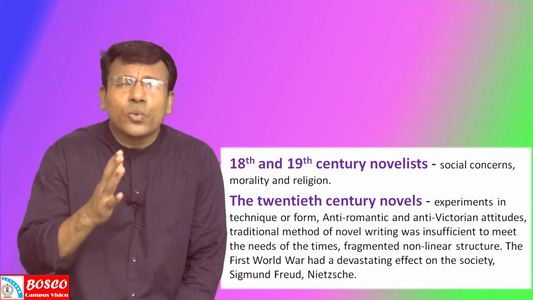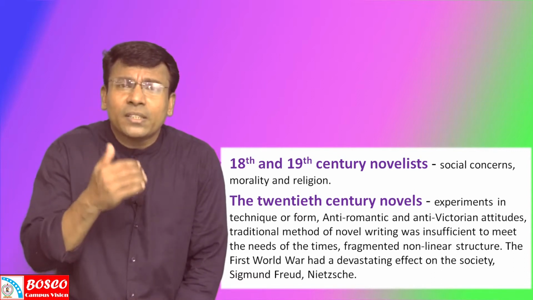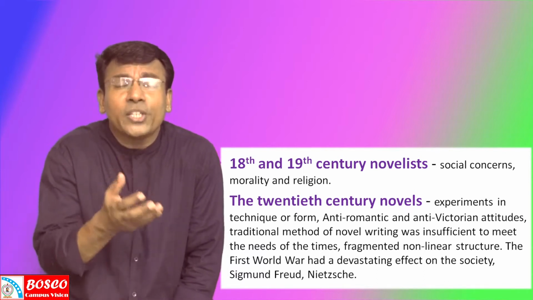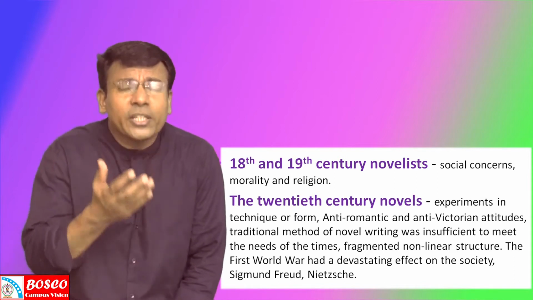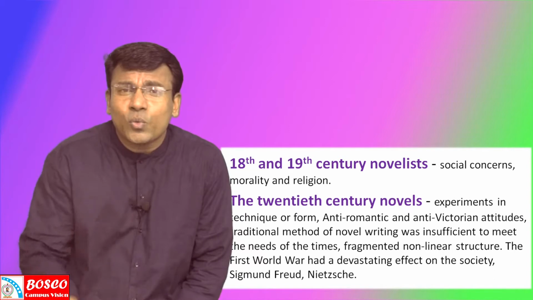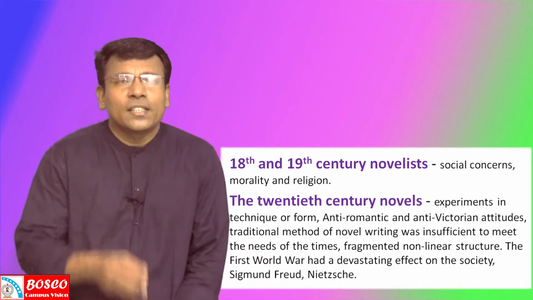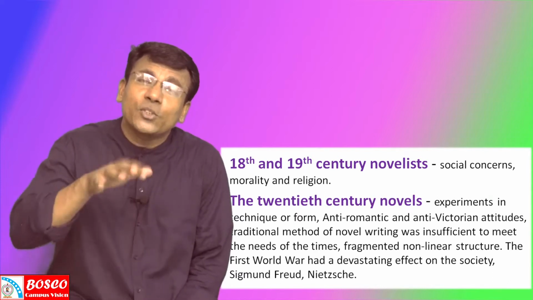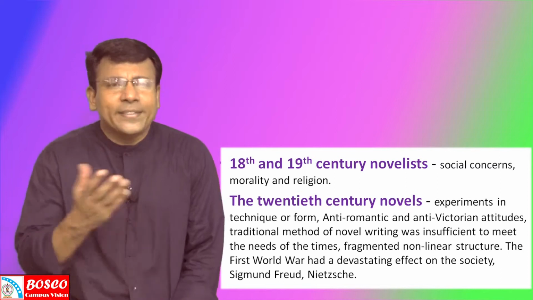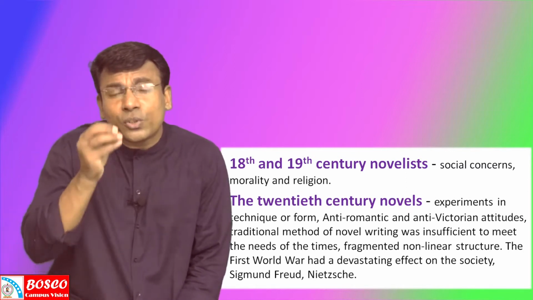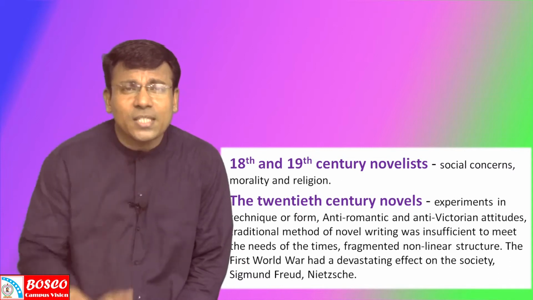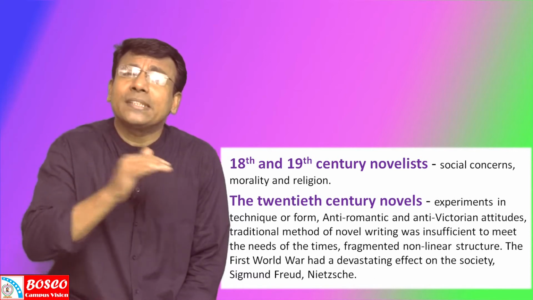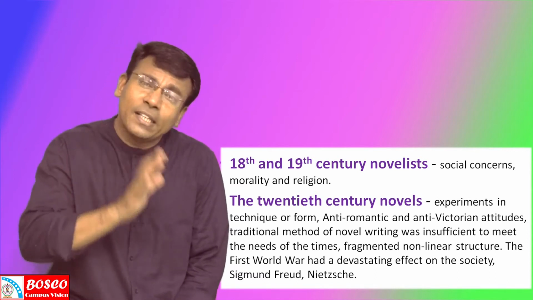Anti-romantic and anti-Victorian attitudes were prevalent in the early part of the 20th century, and this gave impetus, a lot of energy to the modernist fiction. We see a redefinition of novel during the early part of the 20th century. The writers had a feeling that the traditional method of novel writing was insufficient to meet the requirements of the times. The 18th century and the 19th century novels focused on the society, focused on the social concerns, because people shared a common faith and common values during the 18th and 19th century.